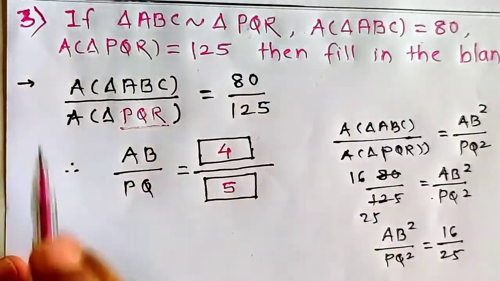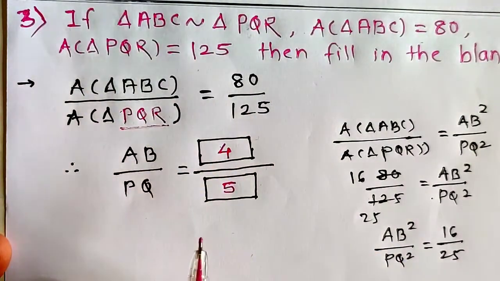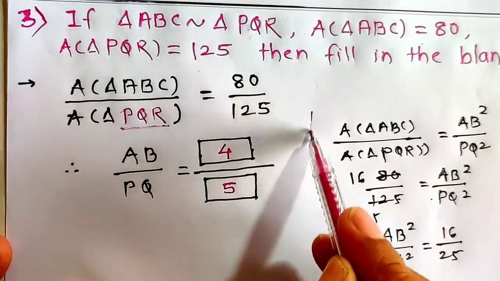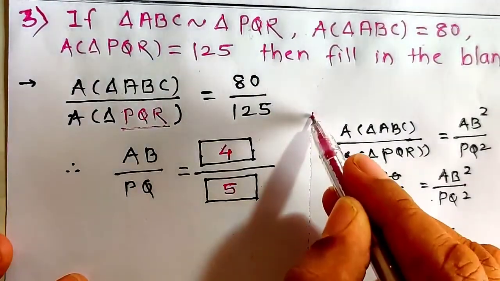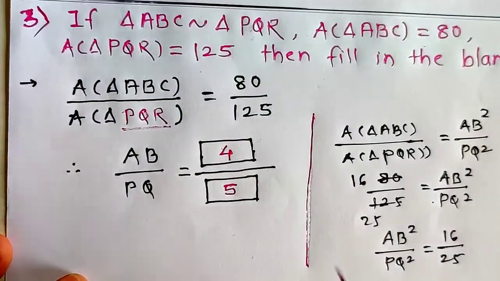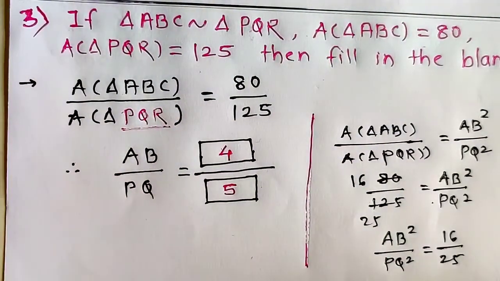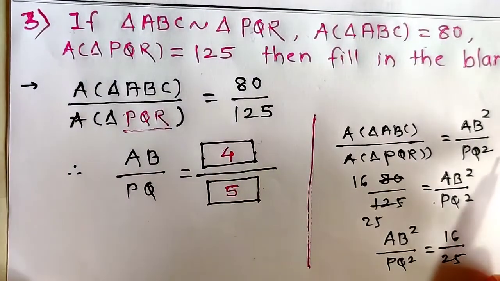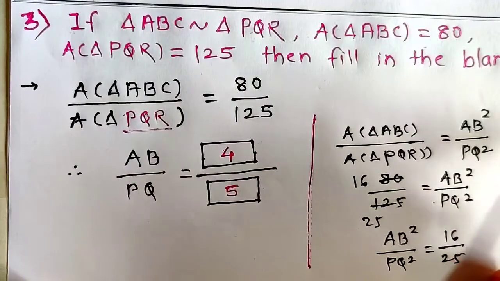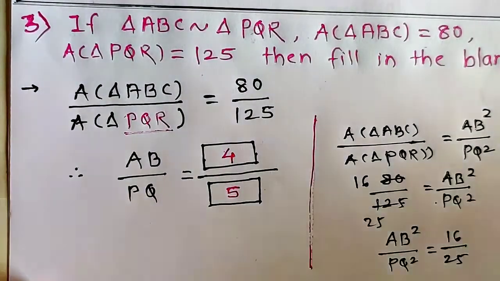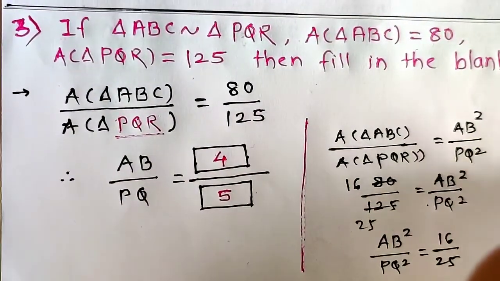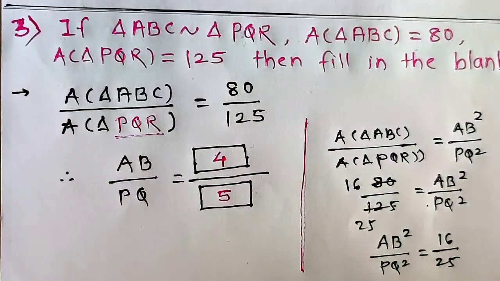So here we have to fill in the blanks only. You can do this rough work here, or on the rough page, or on the side page. In this way we can complete the activity, and here we can write the reason: theorem of areas of similar triangles. So which theorem is used, write that reason. In the above sum also we have to write the reason.